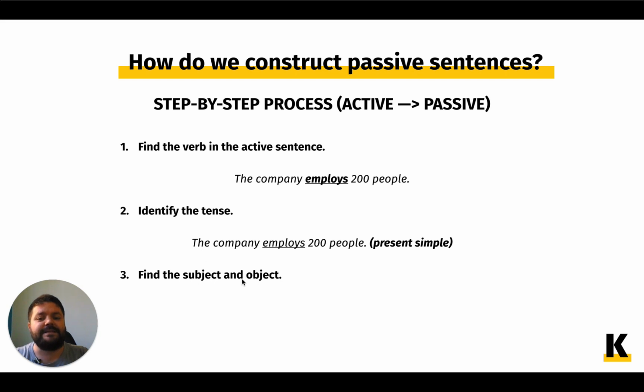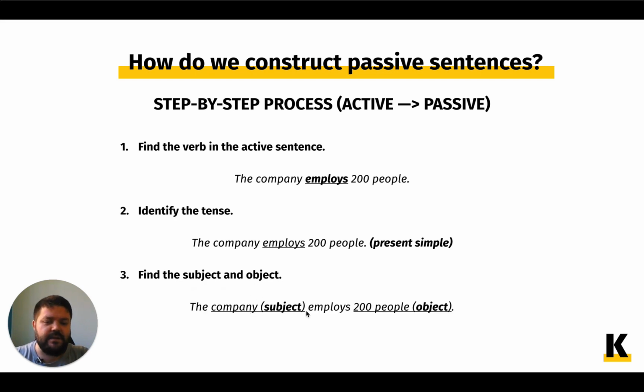Then we find the subject and the object. And this is really, really important, because if we have a subject but we don't have an object, we can't have a passive structure, right? Because the object in the active is going to be the subject in the passive. So the verb needs to be transitive, and this means that it can carry an object. So the company is the subject, employs 200 people, and 200 people would be the object.